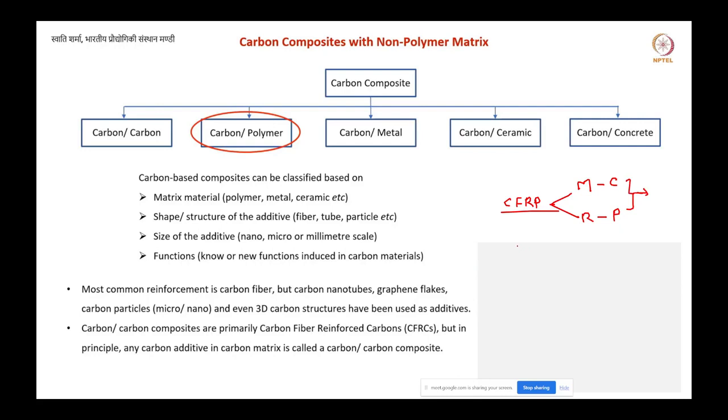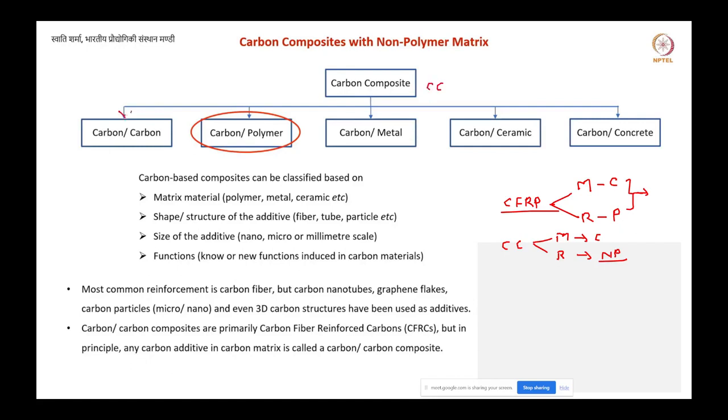But what we will be seeing today is the carbon composite, where two parts will be there again: the matrix, because it is a composite, and the reinforcement. The matrix will be carbon again, but the reinforcement part will not be a polymer, it will be a non-polymer. It could be a ceramic, a metal, a carbon, or a concrete. So here you can see this is your carbon composite.